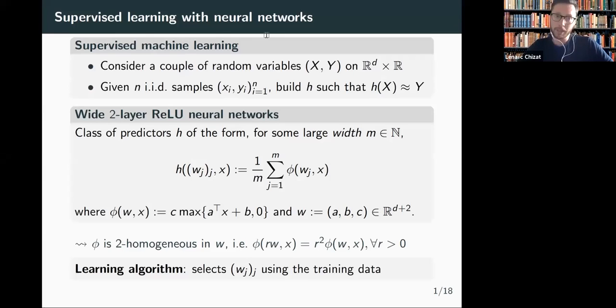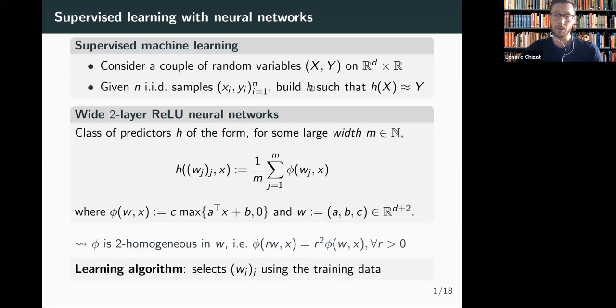So we consider the classical setting of supervised machine learning, where we consider a couple of random variables x and y, where x is the input, lives in R^d, and d will be typically large. You can think of an image, and y is the output or the labels, and lives in R or just the set {-1, 1} for classification tasks. So for instance, y could say whether an image contains a person or not.